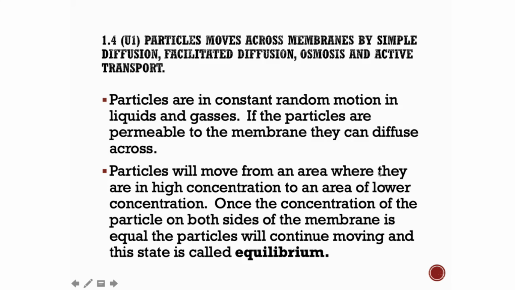So particles are in constant random motion in liquids and gases. If the particles are permeable to the membrane, they can diffuse across. Particles will move from an area where they are in high concentration to an area of lower concentration. Once the concentration of the particles on both sides of the membrane is equal, the particles will continue moving, and this state is called equilibrium.